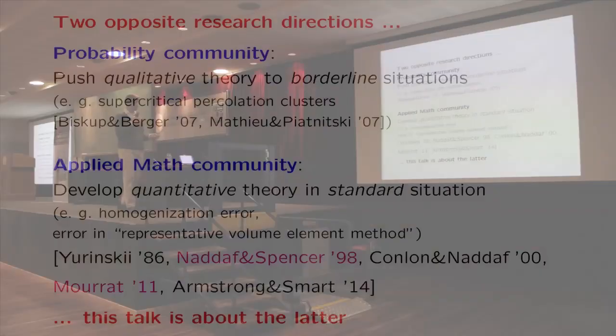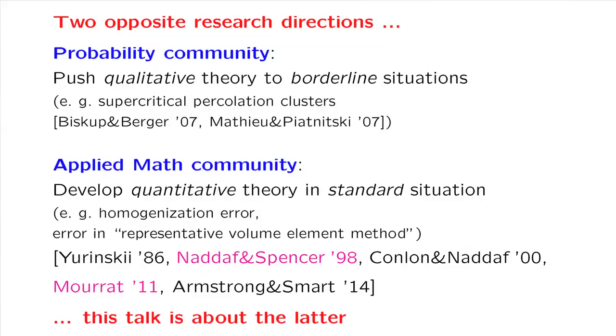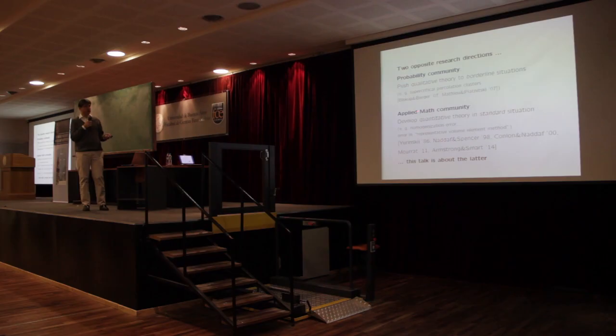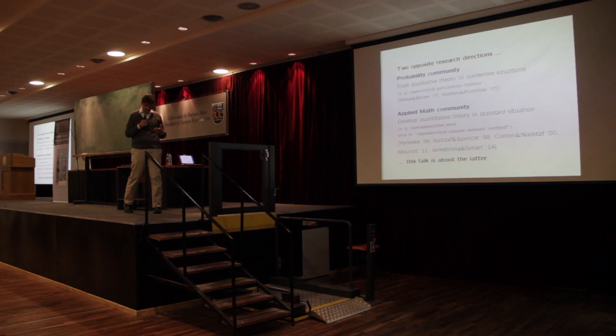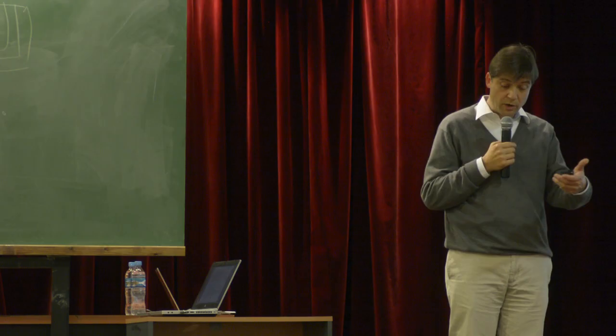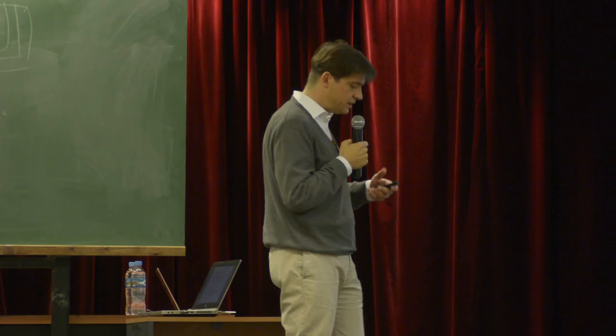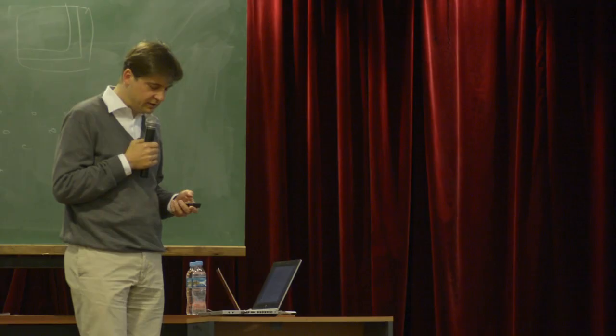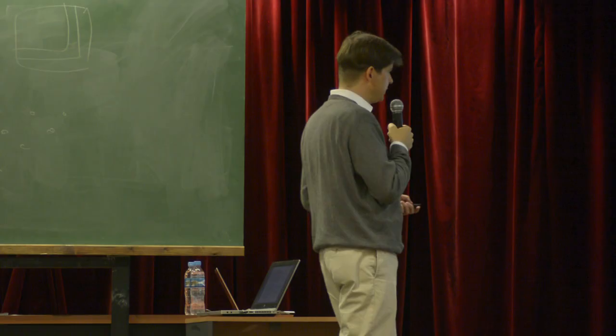So in particular, I want to develop a more quantitative theory. And that, as I said in the beginning, really comes from the applications and from very specific applications. You want to understand the scaling of the homogenization error. You want to understand the error when you're using numerical methods to infer the effect of the homogenized tensor by what's called the representative volume element method. And these are very natural questions. And surprisingly, they're hard to answer. And that was what started us on this.